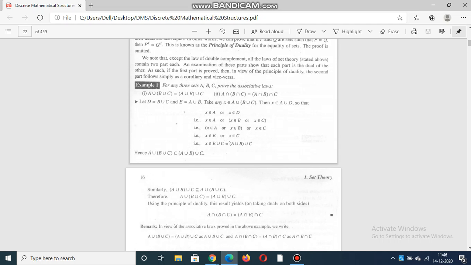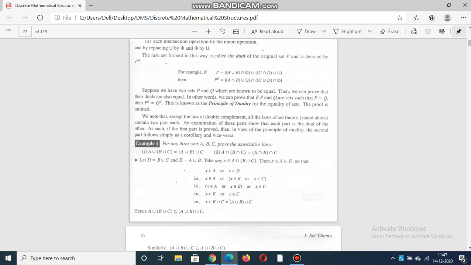Like that, A intersection (B intersection C) is equal to (A intersection B) intersection C. If you compute these two, you get the same output. Either way, LHS is equal to RHS. If your value is like this or like this, both give the same output. That one says it clearly.